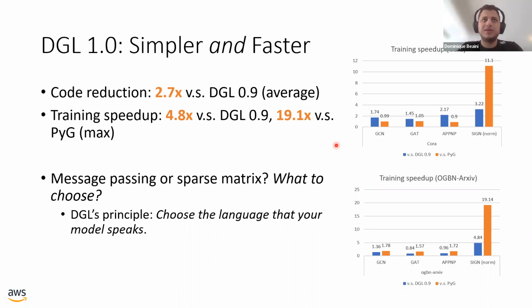But I remember a few years back, this kind of notation would have definitely been much more helpful than using the messages, the updates, and things like that. Here you also provide simpler and faster. I see that. For example, on Cora compared to PyG, the training speed is similar except for SIGN. Whereas on OGB arXiv, you get a higher speedup. So my question is, why do you get a higher speedup on arXiv than Cora?